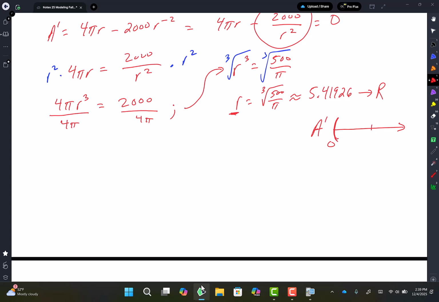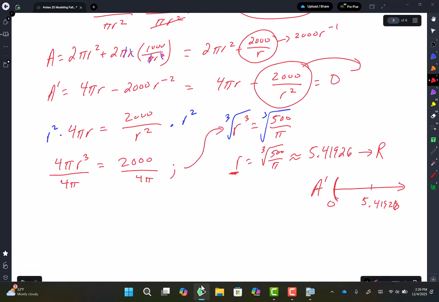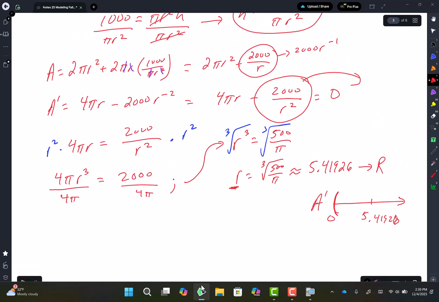No one's gonna be like, oh, this person doesn't know calculus because they put a bracket. You know, they're not gonna say that. At least I hope not, because that would be pretty rude. But this right here, this number is 5.41926. And it does change from negative to positive there.